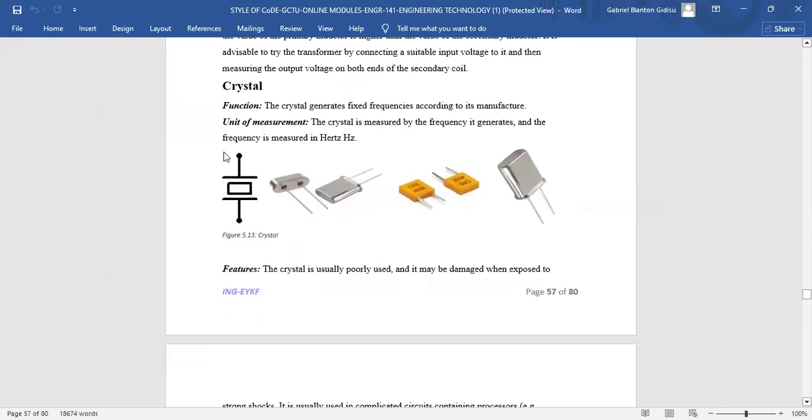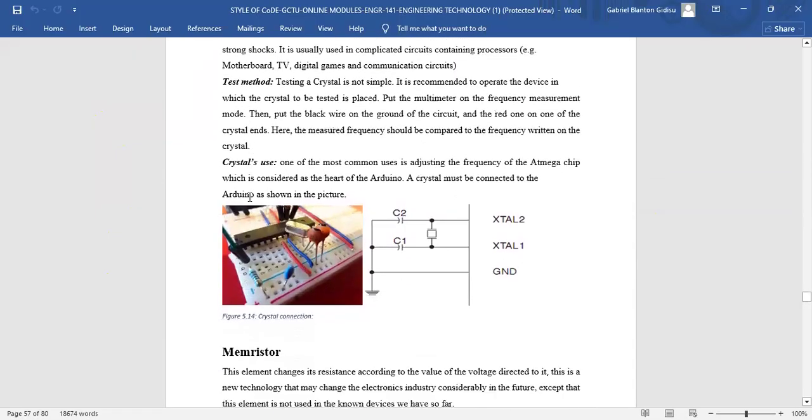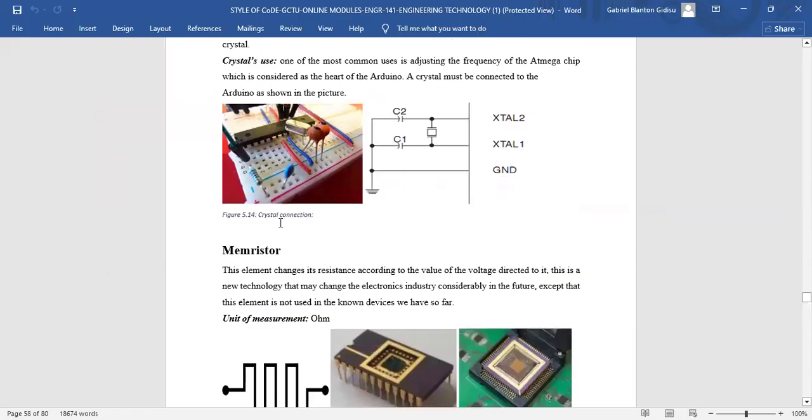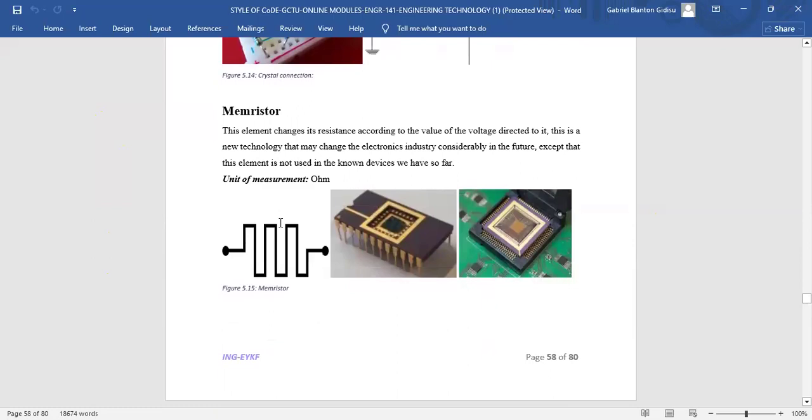This is a crystal oscillator. When you see this symbol, it's a crystal oscillator. One day I'll show you some. We put these on a breadboard to create an electronic circuit to function.